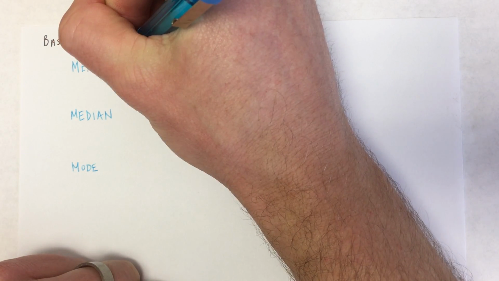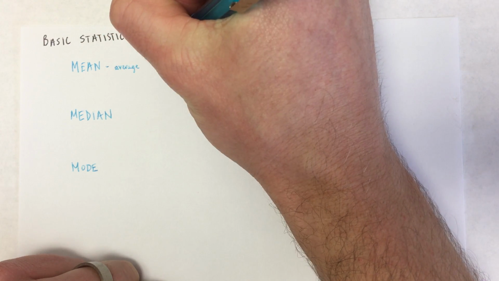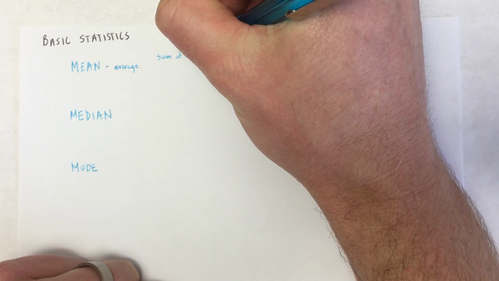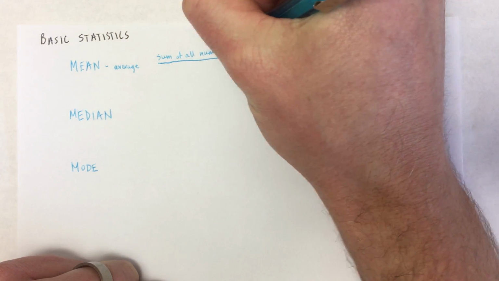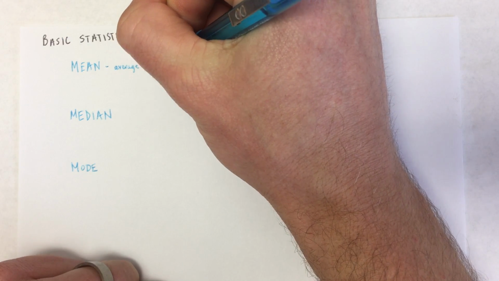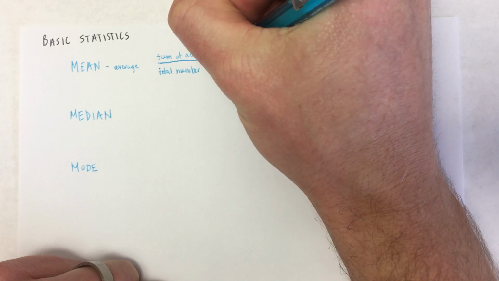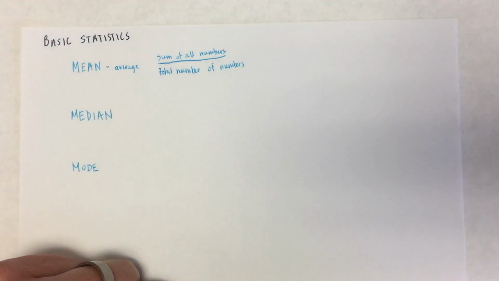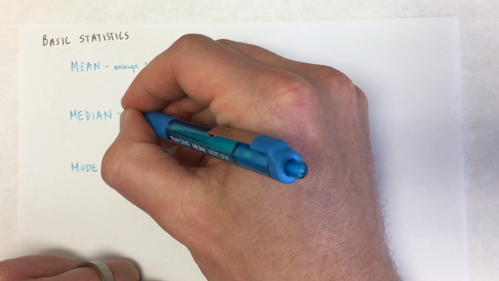So the mean is your average, which is the sum of all numbers divided by the total number of numbers. Your median is simply stated the middle number.